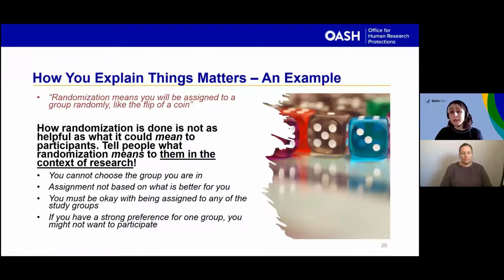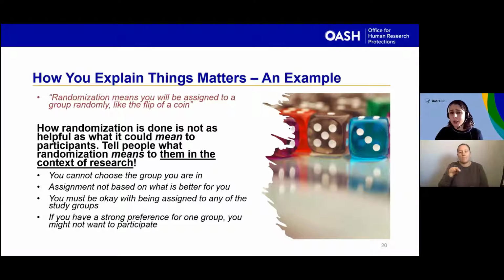So this means that how you explain things really matters. Now, consider how researchers typically describe really common practices like randomization. I cannot tell you how many consent forms I've seen that describe randomization as, quote, assignment to a random group, like a flip of a coin, end quote.